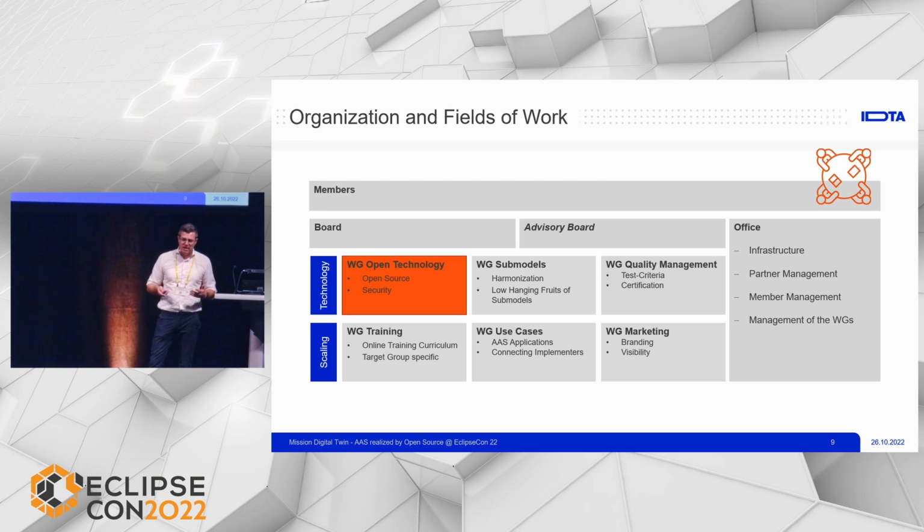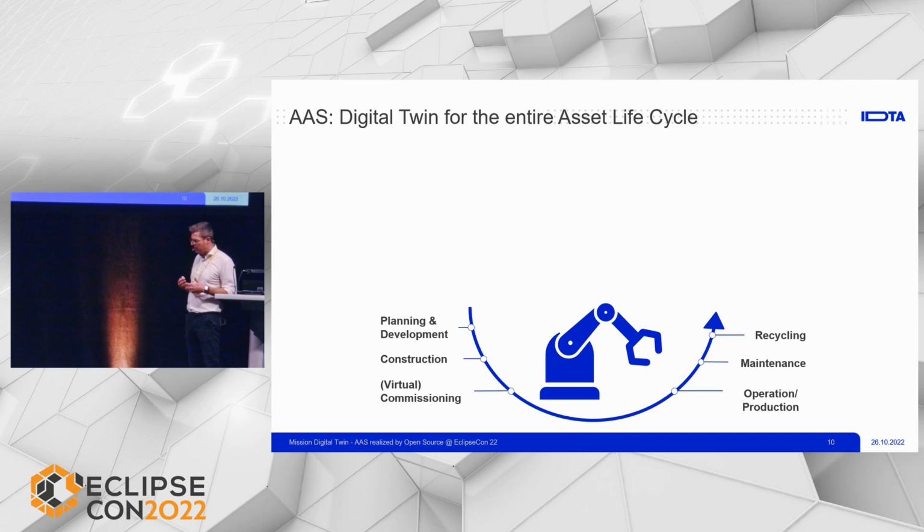So I have now used the term asset administration shell many times. I said some things about it, but what is the asset administration shell and what is the difference from a digital twin? In the IDTA, we are really focusing on industrial goods, such as factory suppliers. As an example, you see a robot on the slide. And when you have a robot, it goes through its life cycle like every product, including consumer products. So we have the planning, the development, the construction, the virtual commissioning, as well as the operational phase, the maintenance, and finally the end of life, also the recycling.